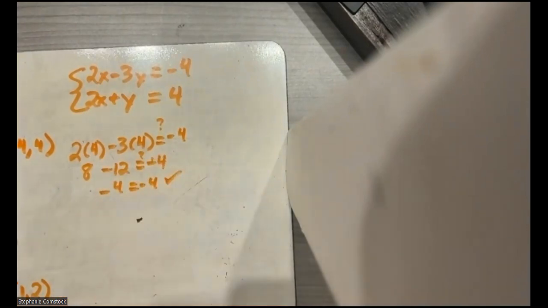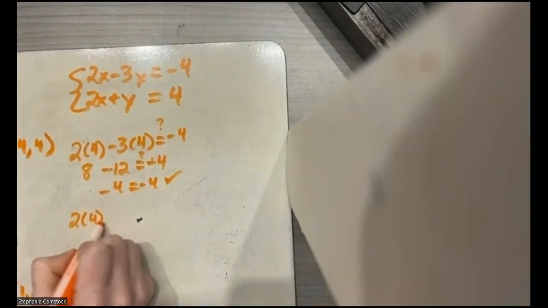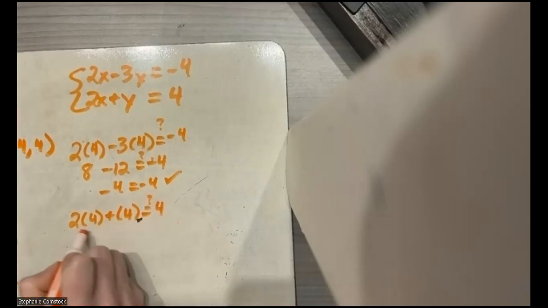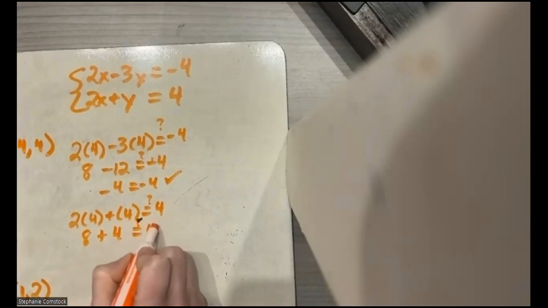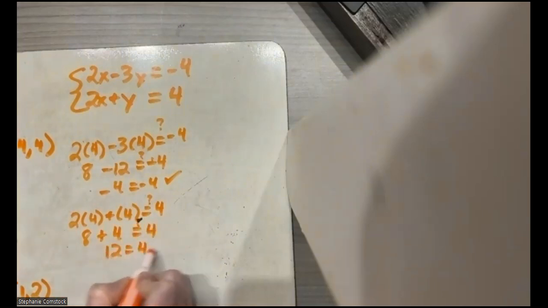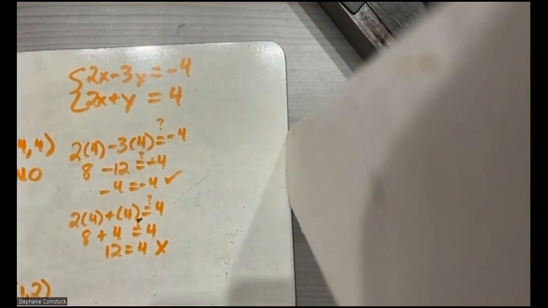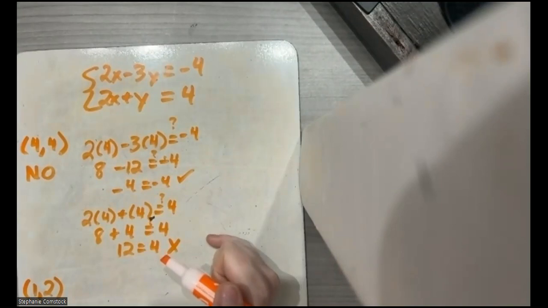So it works in the first equation. Now we're going to plug it into the second equation. So I have 2 times 4 plus 4, and we're checking, does that equal 4? I've got 8 plus 4, and again, we're checking, does that equal 4? 12 equals 4, no. So no, this is not a solution. Okay, so again, it has to work in both equations in order for it to be a solution.